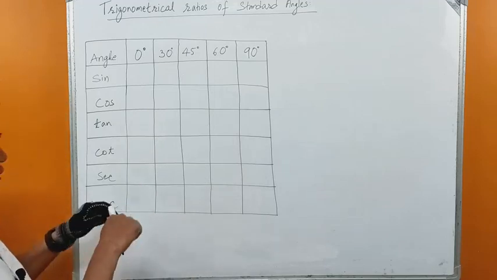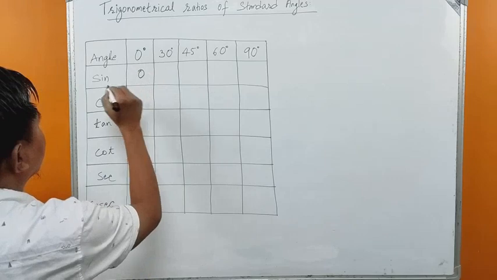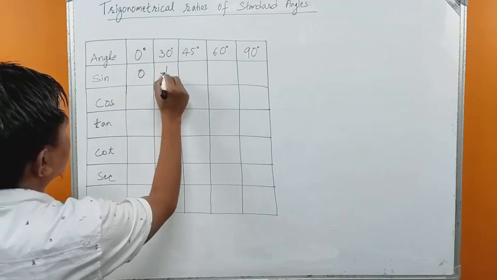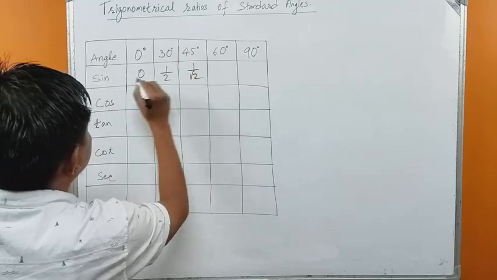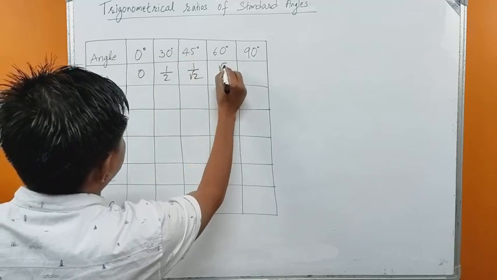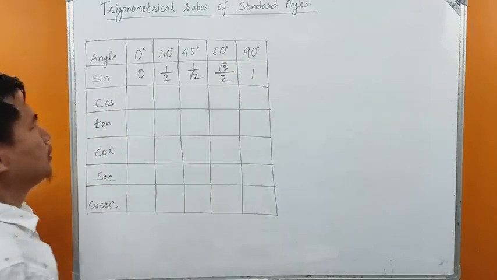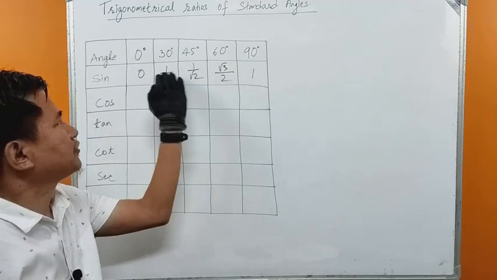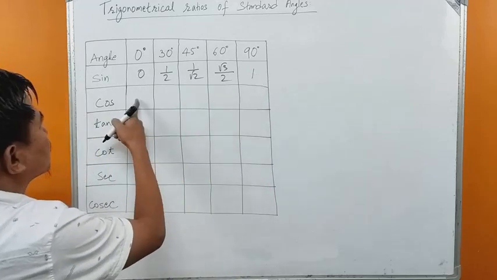Okay. So sine 0 degree is 0 and sine 30 degree is 1 upon 2. Sine 45 degree is 1 upon root 2. Sine 60 degree is root 3 by 2. Sine 90 degree is 1. Okay. So that is how we write the value of sine for the standard angles.